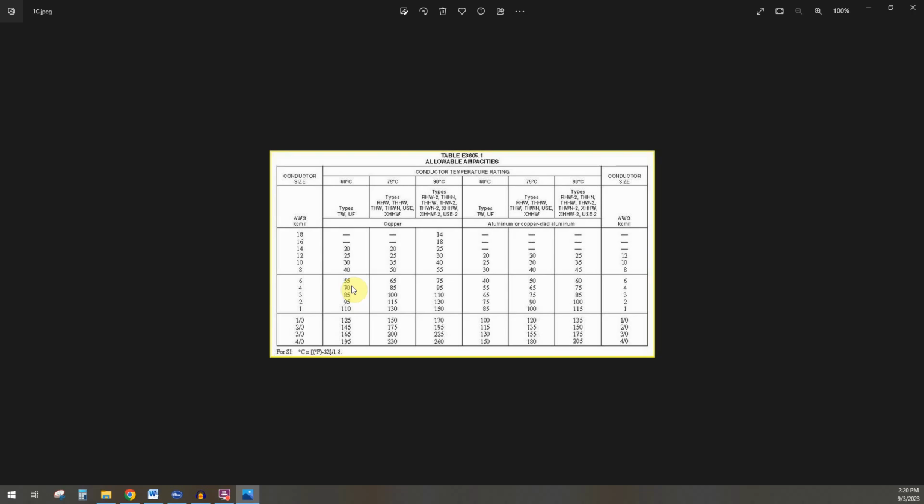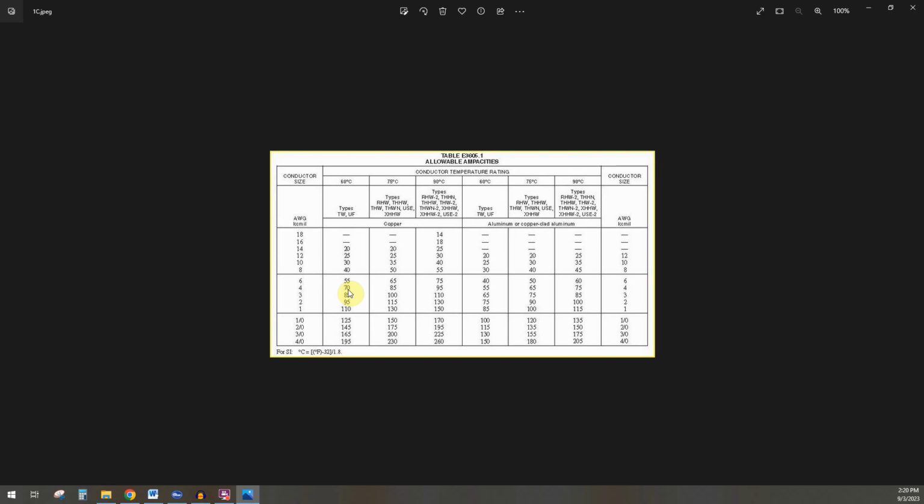But there'll be some people who will say, oh, it's not rated high enough because of this 60 degree column. If you notice in the 60 degree column, there is no THHN, so it's not rated for that. Anyway, it's a big debate. So the point is, if you want to be on the super, super safe side, you can use 4 gauge. 4 gauge at 60 degrees is rated at 70 amps. So again, that's higher than 60 amps.